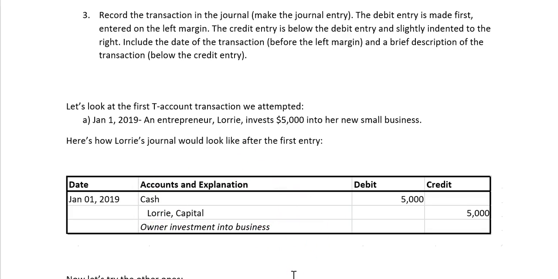Then in the second column, the wide one right here, we have the debit and credit. So cash is a debit, it's right up against the left margin. And over here in the debit column, we have a number, $5,000. Below that, and slightly indented to the right, we have our credit entry, which is to the capital account, Lori, comma capital, and the credit over here for 5,000. And at the bottom, below your debit and your credit, we have a brief description of what's going on, and I've just written down owner investment into business.